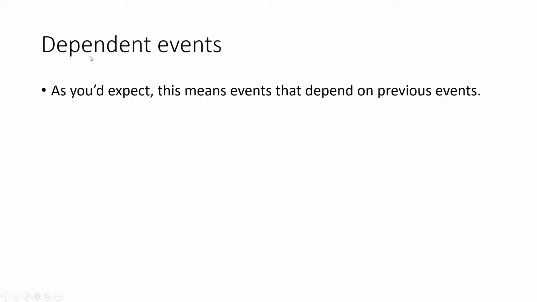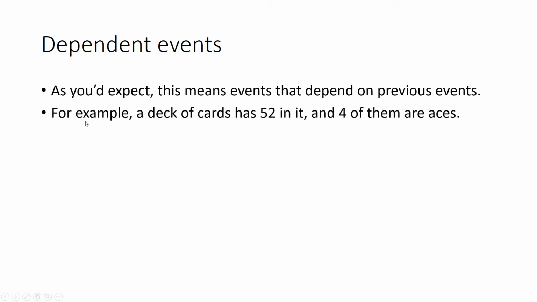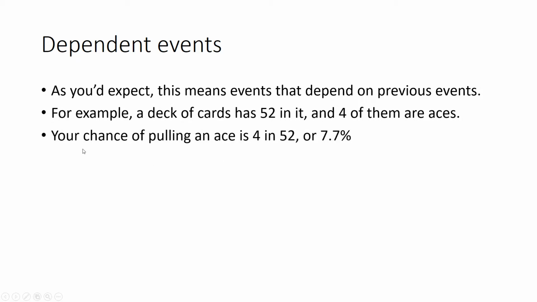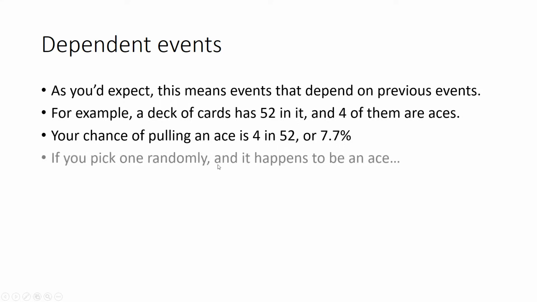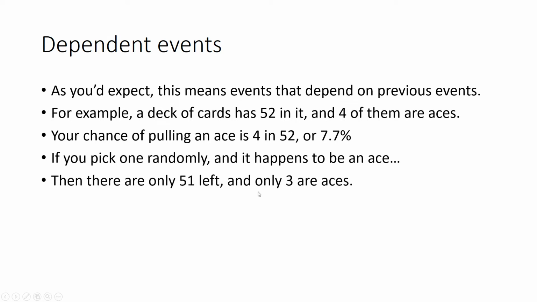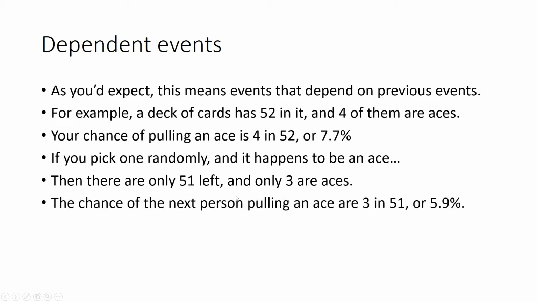Dependent events. Now, as you'd expect, that's the opposite of independent, and it means each event does depend on the outcome of a previous event. The most obvious example is a deck of cards. It's got 52 cards in it. 4 of them are aces. So on your first pull of a card, your chance of getting an ace is 4 in 52, or 7.7%. If you pick one randomly and it happens to be an ace, what's your chance of getting another one? Well, now there's 51 cards left and only 3 of them are aces. The chances change. So the next person pulling an ace, the chances are 3 out of 51, which is 5.9%.